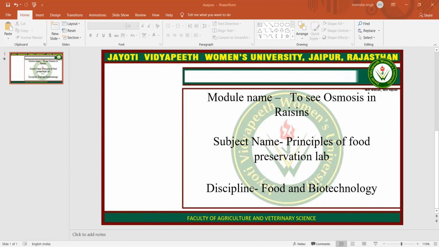Isotonic solution: the medium has exactly the same water molecule concentration as that of the cell. The water does not move either in or out of the cell. The size of the cell remains the same. Such a solution is called isotonic solution.